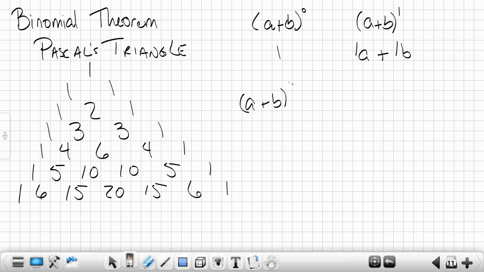A plus b squared. So if we expand that out, Josiah? A squared plus 2ab plus b squared. What's in front of the a? What's in front of the b? 1. That's just like a plus b times a plus b is how you get that. You have an ab and an ab.